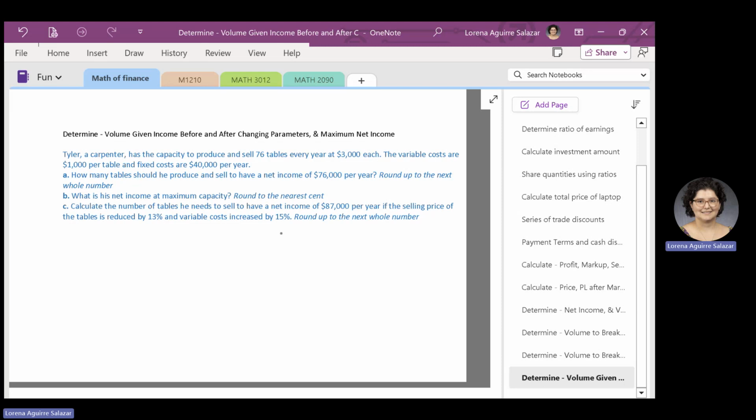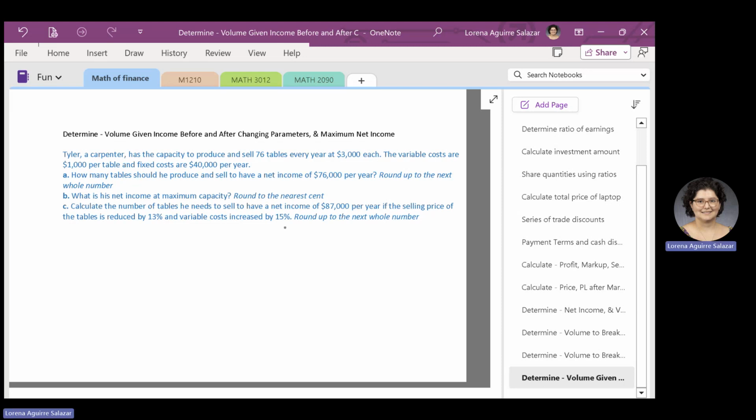And C. Calculate the number of tables he needs to sell to have a net income of $87,000 per year if the selling price of the tables is reduced by 13% and variable costs increased by 15%. And we need to round up the answer to the next whole number.